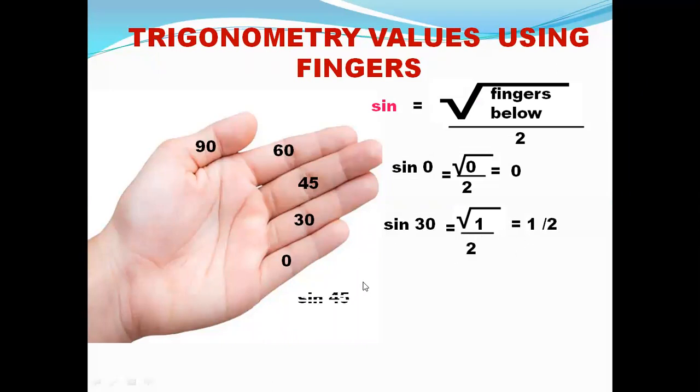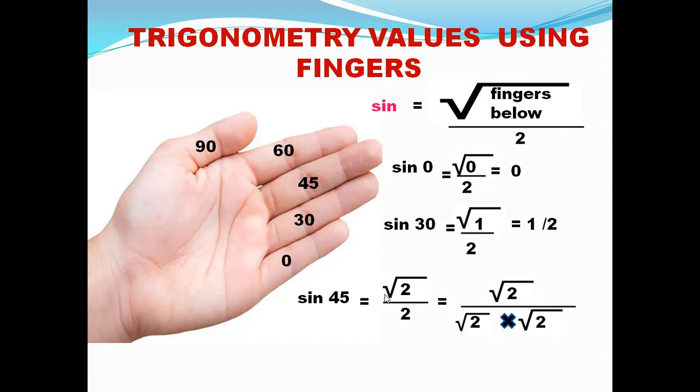Now sin 45 is square root of 2, because below 45 there are 2 fingers. We find square root of 2 divided by 2. Now we can write 2 as square root of 2 multiplied with square root of 2. These square root 2, square root 2 get cancelled out. We get 1 by square root of 2. So sin 45 is 1 by square root of 2.